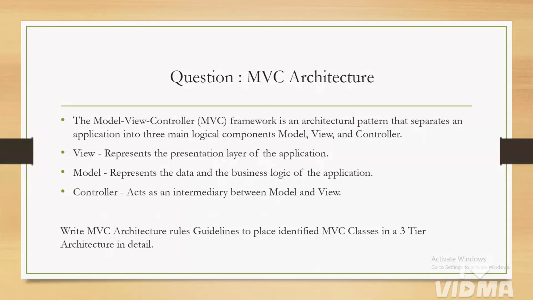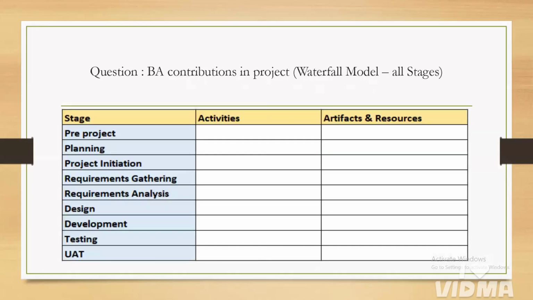So there is no separate data layer here. Just the controller we are having. This controller will be acting as a bridge between both the things, view and model. And the BA contributes in the project waterfall all stages.